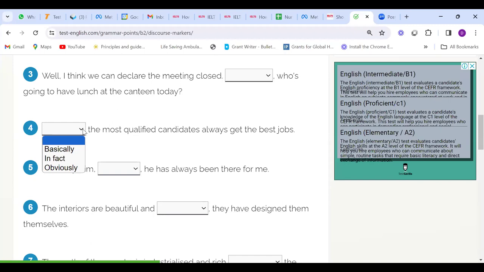Dash, the most qualified candidates always get the best jobs. Should the blank space be basically? Should it be in fact? Should it be obviously?